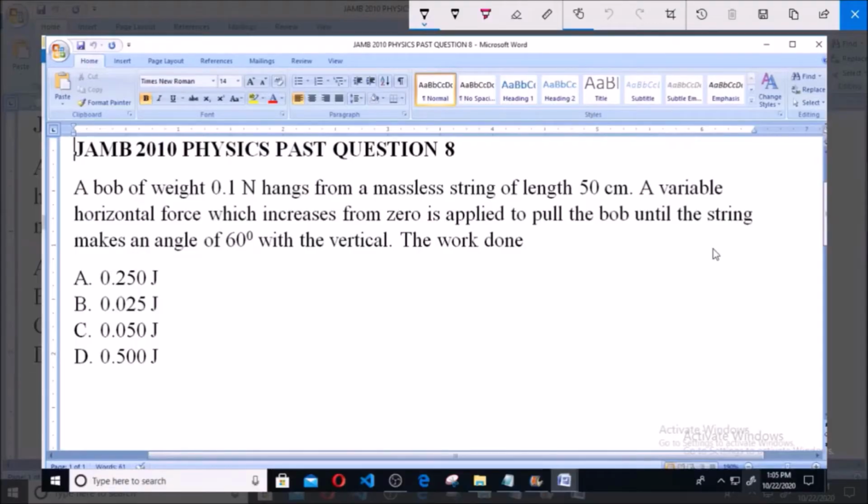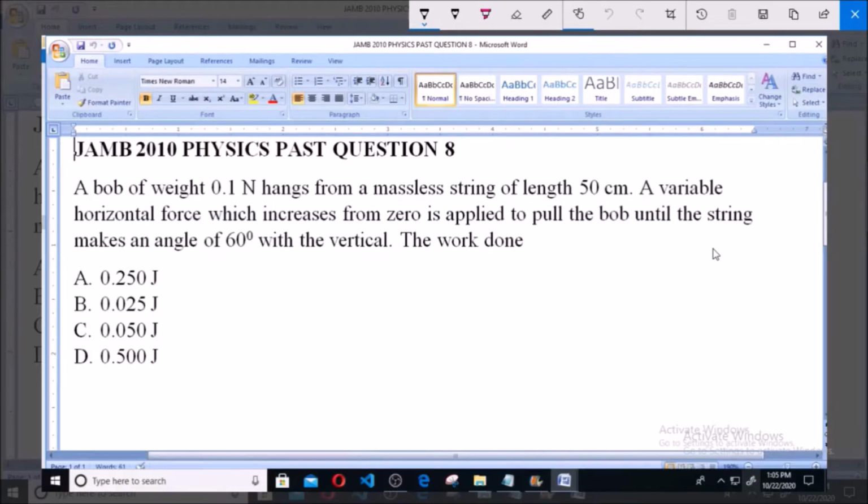Hello and welcome. I will be answering Jamb 2010 Physics Past Question 8. A bulb of weight 0.1 Newton hangs from a massless string of length 50 centimeters. A variable horizontal force which increases from 0 is applied to pull the bulb until the string makes an angle of 60 degrees with the vertical.